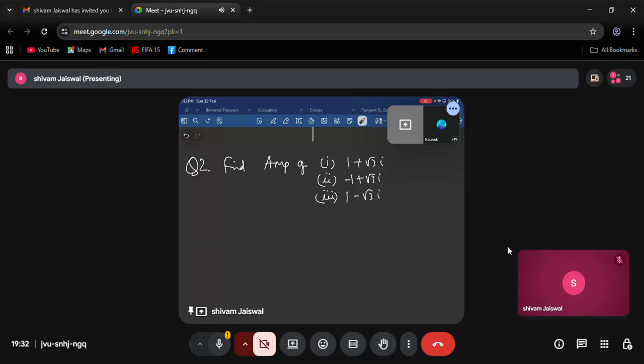Roshan, part 1 is correct. Part 2, I cannot understand, I am unable to make out. Part 3, no. I think only part 1 is correct. Okay. Try to plot them on the argand plane and then try to find out. Sumita, part 1 is correct. Write down all at once.